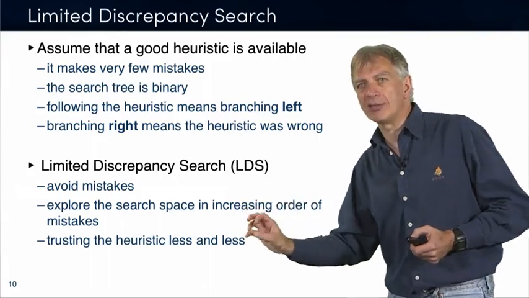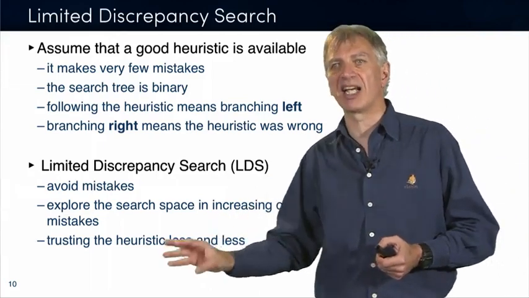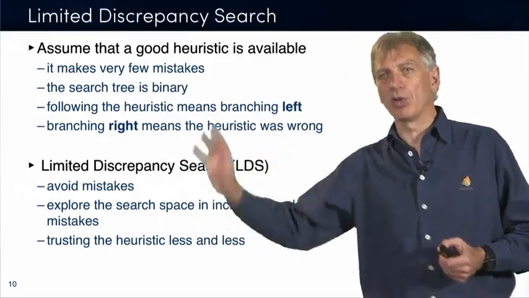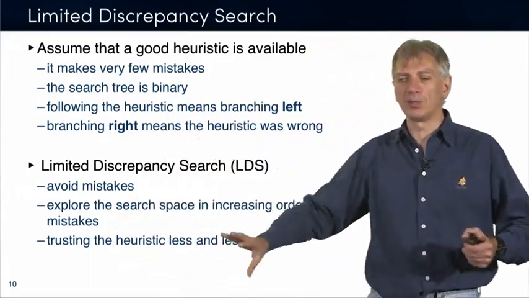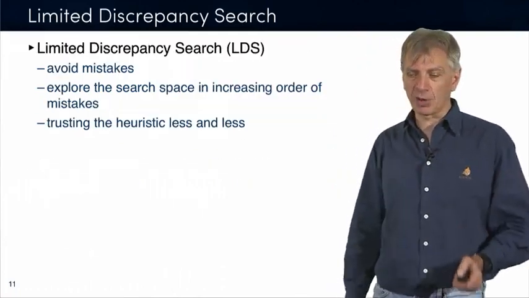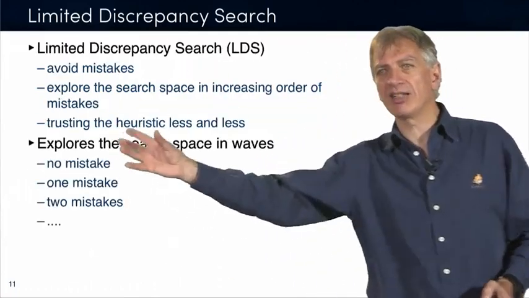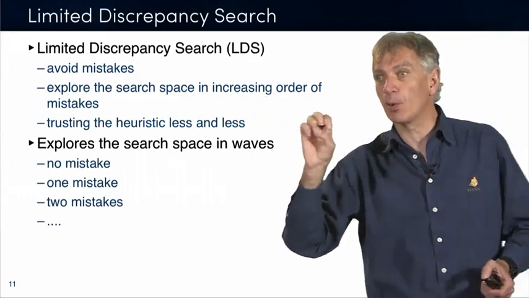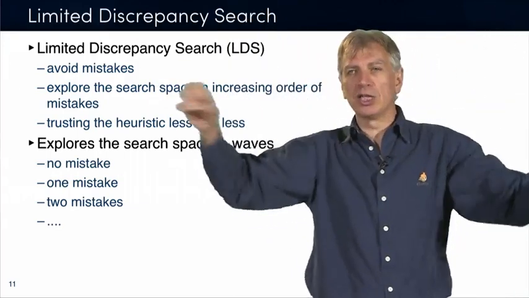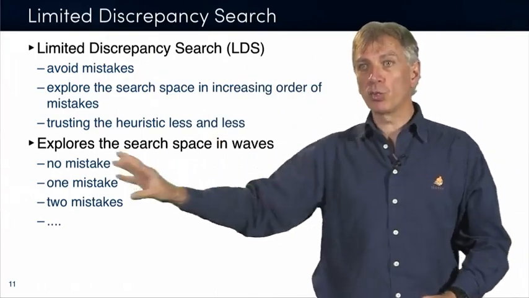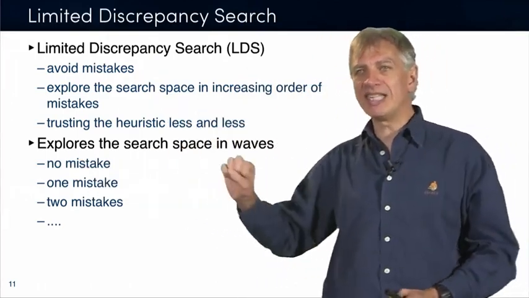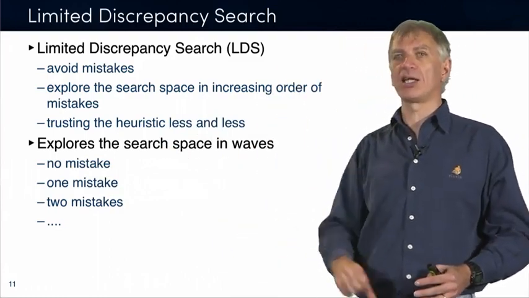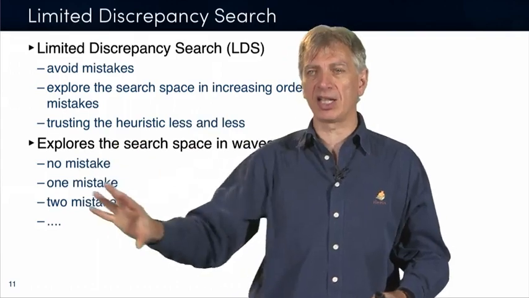What we are doing there is really trusting the heuristic less and less. We start by trusting the heuristic, trying to avoid mistakes, and then we allow a certain number of mistakes, and then more and more mistakes until we don't trust the heuristic. So in a sense, limited discrepancy search can be viewed as a technique which is exploring this entire tree through a bunch of waves. The first wave assumes that you make no mistake. The next wave, wave number 1, assumes that you can make one mistake, and then wave number 2, 2 mistakes, and so on and so forth.